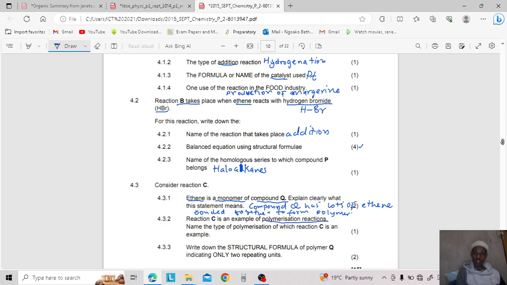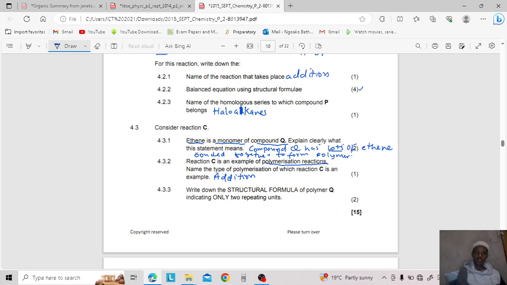Name the type of polymerization reaction of which reaction C is an example. Normally here our addition polymer will take place, because we add, that's why I say lots of ethene bonded together. So you should add more ethene together. So that will be an addition polymer. Write down the structural formulae of the polymer Q, indicating only 2 repeating units of the polymer Q. Okay, 2 repeating units.